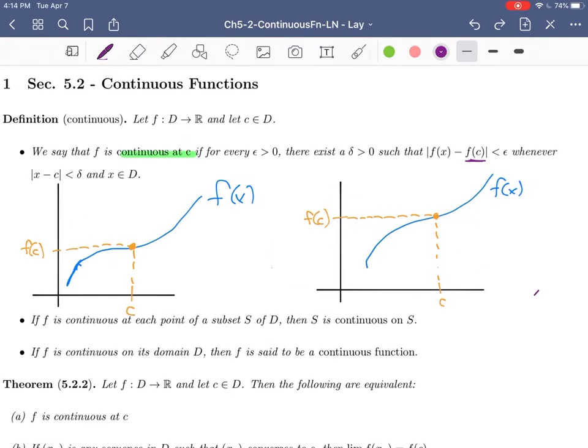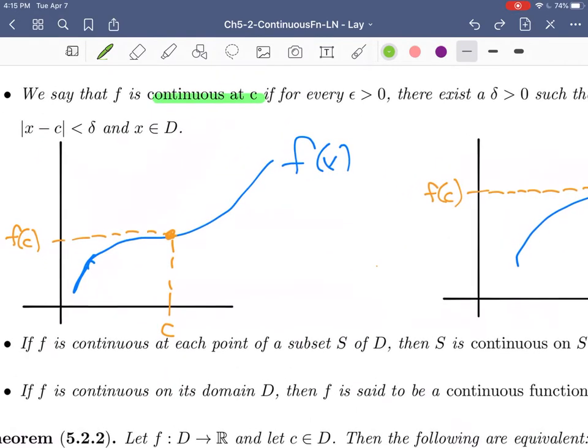All right, so we say that f is continuous at c if for every epsilon greater than 0, there exists a delta greater than 0, such that whenever the distance between f of x and f of c is less than epsilon, so that is true whenever the distance between x and c is less than delta and x is in the domain.